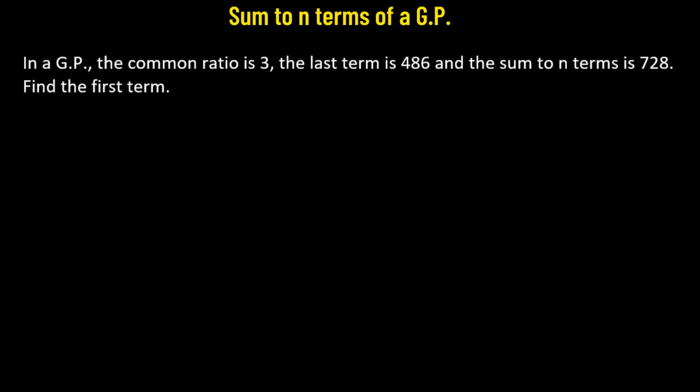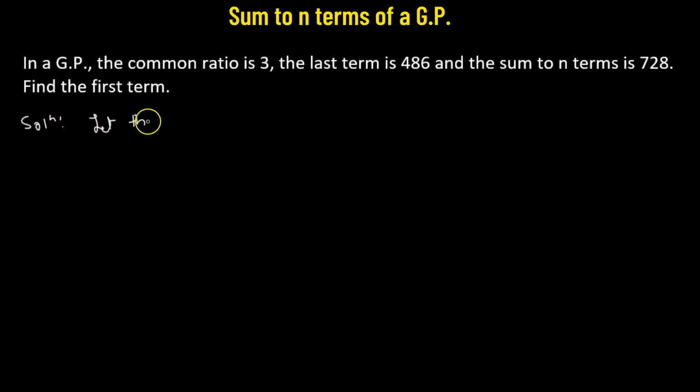We have a geometric progression. It's given that the common ratio is 3, the last term is 486, and the sum to the first n terms is 728. So we need to determine the first term. So let's begin. So here we will specify the first term.